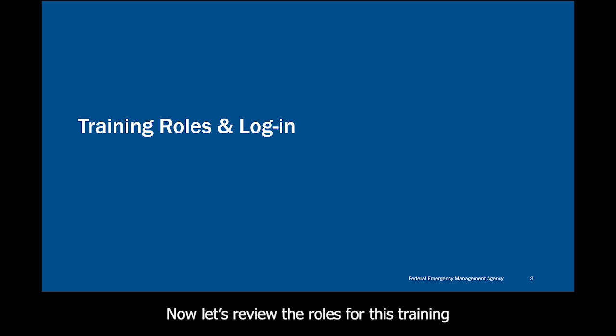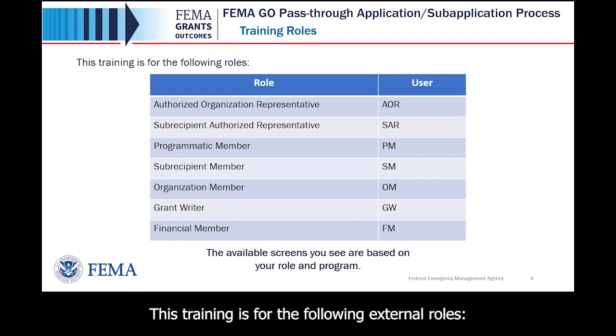Now let's review the roles for this training and how to log in as an external user. This training is for the following external roles: Authorized Organization Representative, AOR, Subrecipient Authorized Representative, SAR, Programmatic Member, PM, Subrecipient Member, SM, Organization Member, OM, Grant Writer, GW, Financial Member, FM. Please note that the available screens you see are based on your role in program. They may differ from the screens displayed.